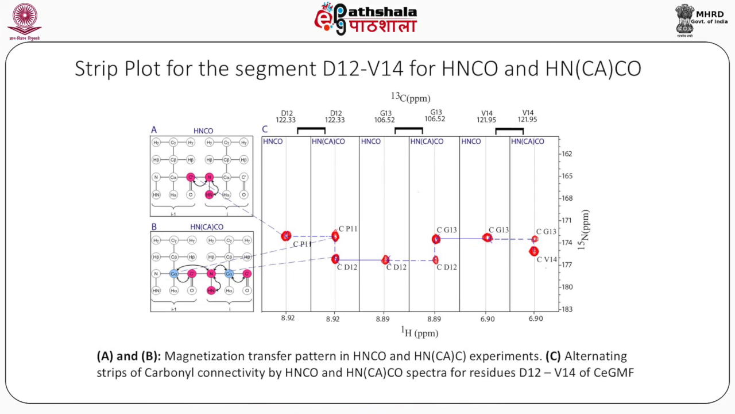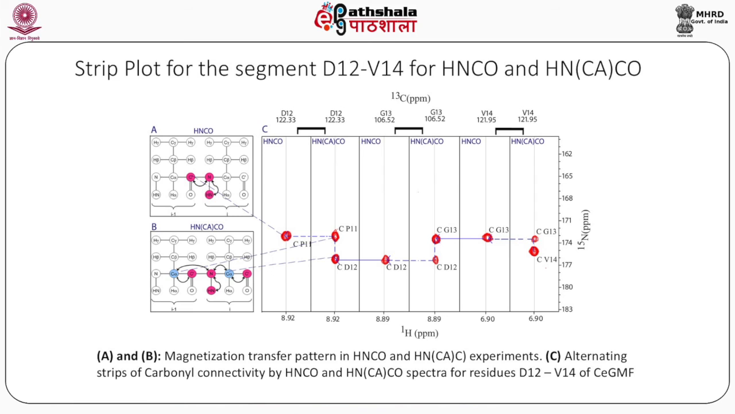Let us first look at the HNCO strips which alternate with the HNCA-CO strips. So, let us see the HNCO strip for V14 recorded at N15 chemical shift of 121.95 ppm and proton chemical shift of 6.90 ppm. And as you can see, it shows you a single peak which comes from the carbonyl of the preceding residue and which is glycine 13.